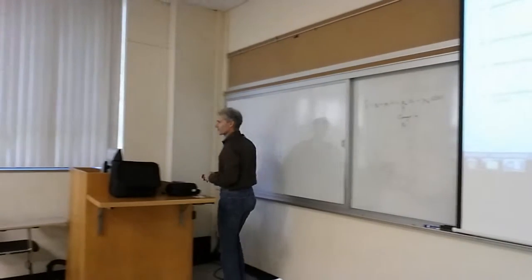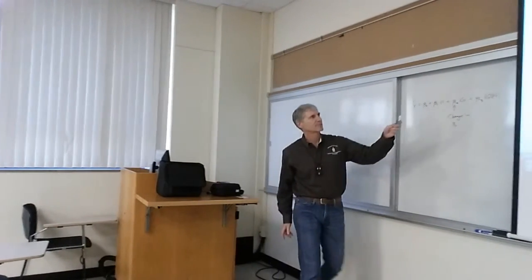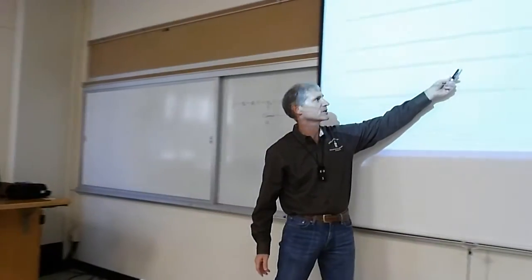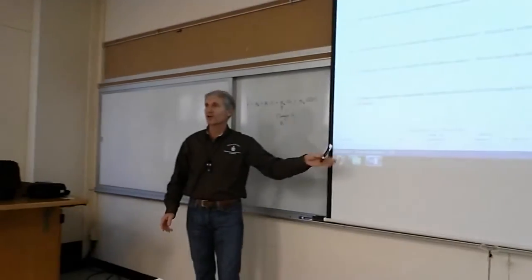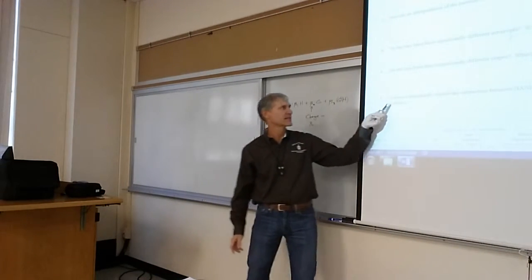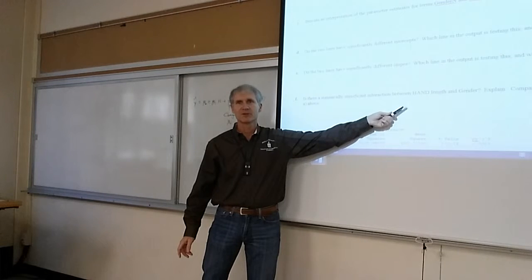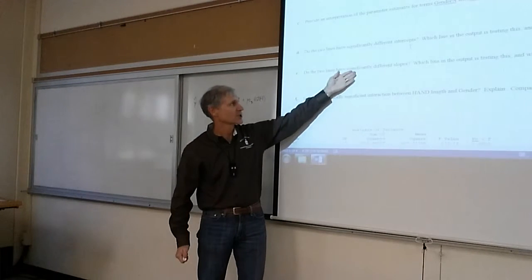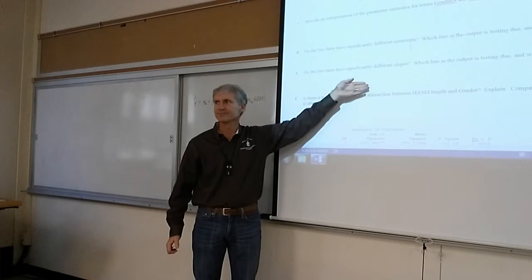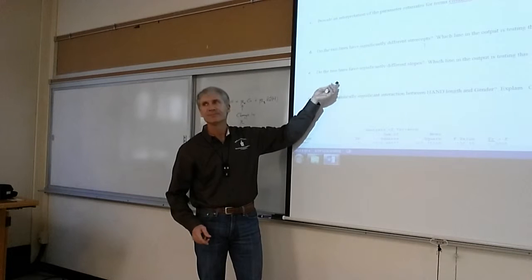So I asked that same question in two different ways. E says, do the two lines have significantly different slopes? Which line are you looking at? You're looking at the hand by gender. And then F says, is there statistically significant interaction? Well, I just answered that question. But you have to know that different slopes means interaction. Right? So E is hand by gender.